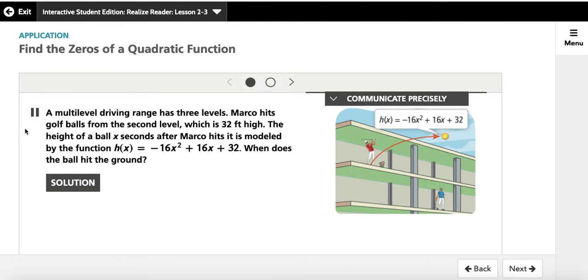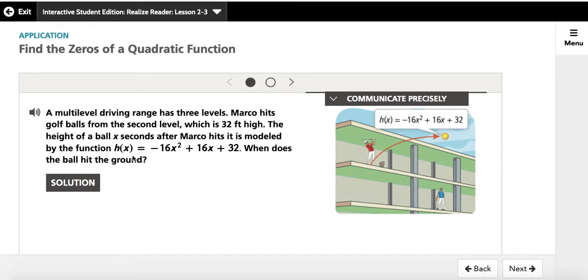A multi-level driving range has 3 levels. Marco hits golf balls from the second level, which is 32 feet high. The height of a ball x seconds after Marco hits it is modeled by the function h of x equals negative 16 times x squared plus 16 times x plus 32. When does the ball hit the ground?